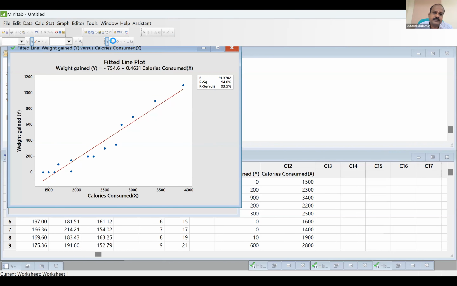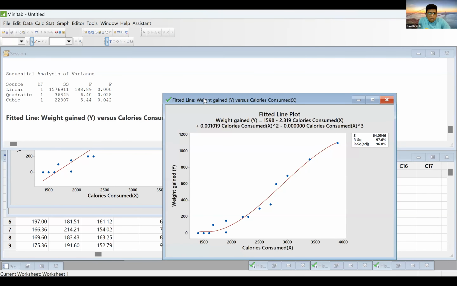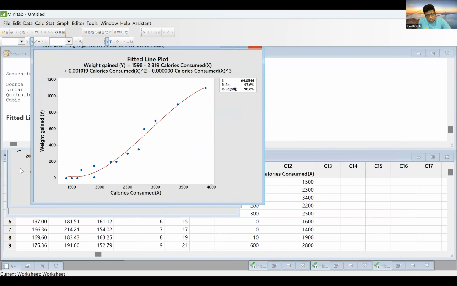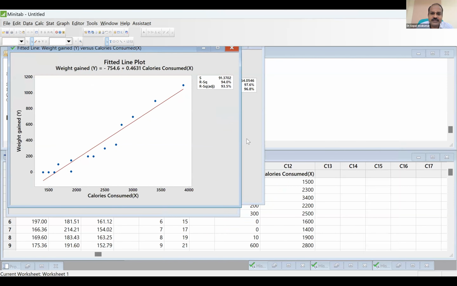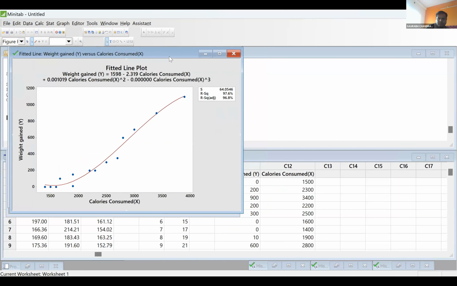So regression, fitted line plot. And now I am choosing cubic. I am giving okay. Now what happens to your R square? 97.7. Improved or reduced? It's improved. So that means your thinking is correct. And look at the S. S decreased or increased? Decreased. That is also supporting. So better go with this. You understand?